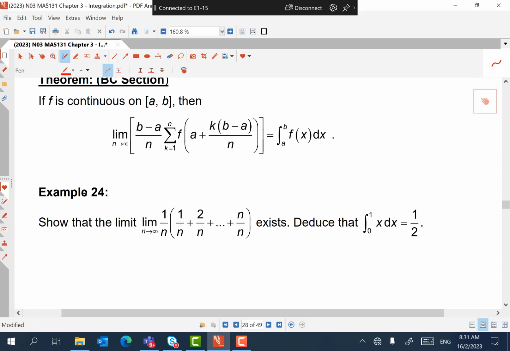Then I'm going to ask you this question: are you able to relate this to a definite integral? It means the reversal. Given a summation like this, you have to do the reverse engineering to get back to the definite integral.